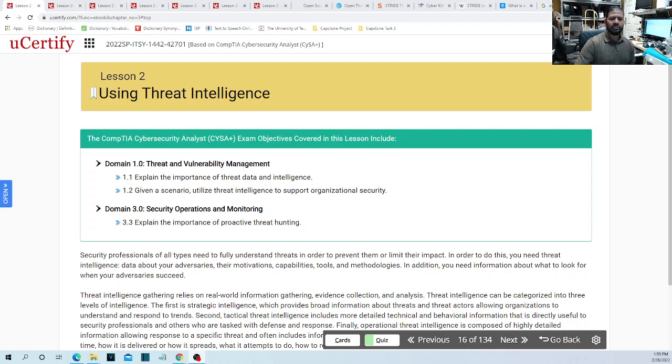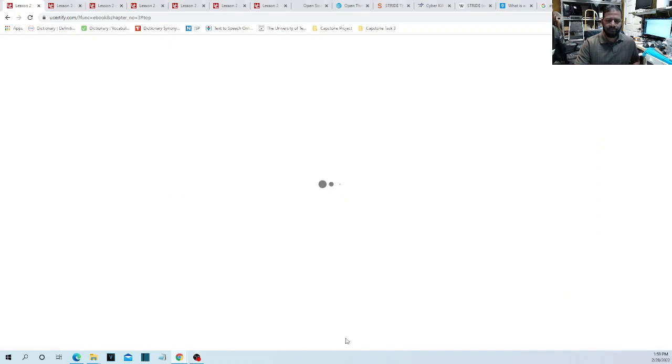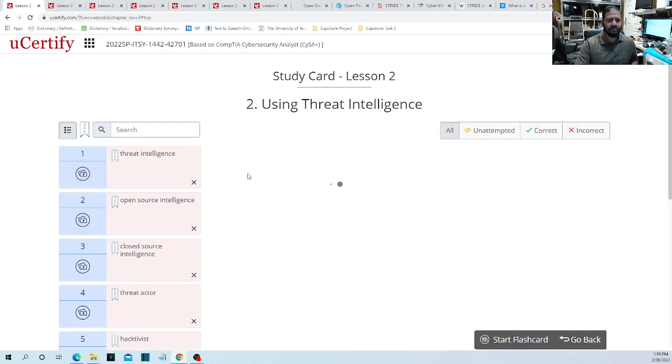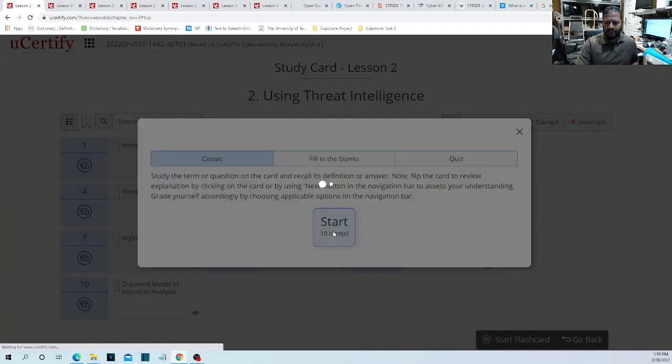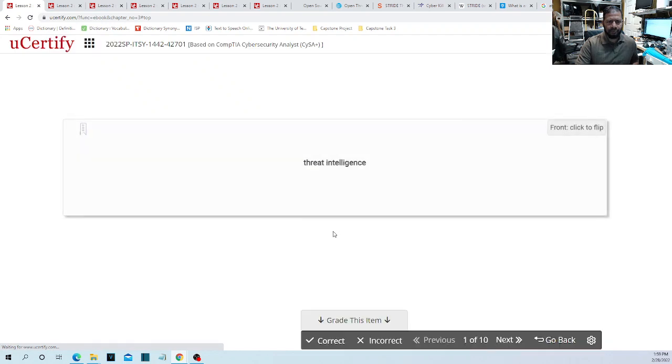So let us learn today using our flashcards, and I will explain each of those terms to you, and we're going to learn the chapter that way. Let's look at the cards. Start the flashcard. Okay, now let's look at our card number one.